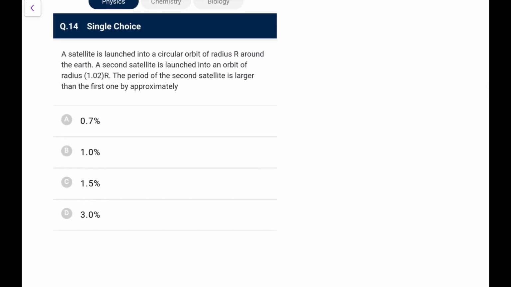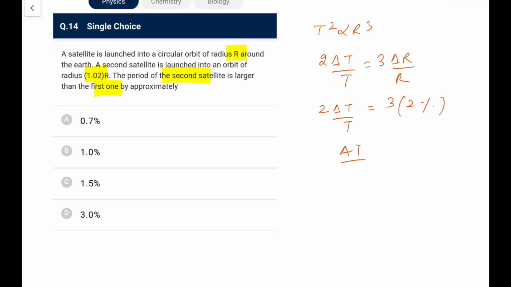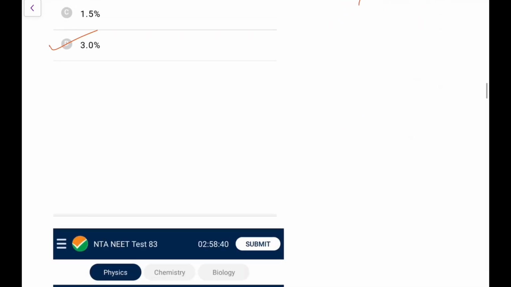A satellite is launched into a circular orbit of radius r around the Earth. A second is launched with a radius slightly greater. The period of the second is larger than the first one by approximately, you know, T squared is proportional to r cubed. So for small changes you can say 2 delta T by T is equal to 3 delta r by r. So here the percentage change is 2%, so that would be 3 into 2%, and this is 2 delta T by T. So this delta T by T comes out as 3%. So the percentage change in time period would be 3%. So go for option D.